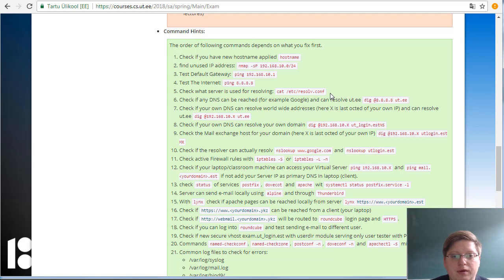If you have the DNS running, locally you can resolve DNS names, and externally others can use your DNS server to resolve your DNS names, for example mail.yourdomain.est, then your DNS server is considered okay, and you can move on to the mail part.